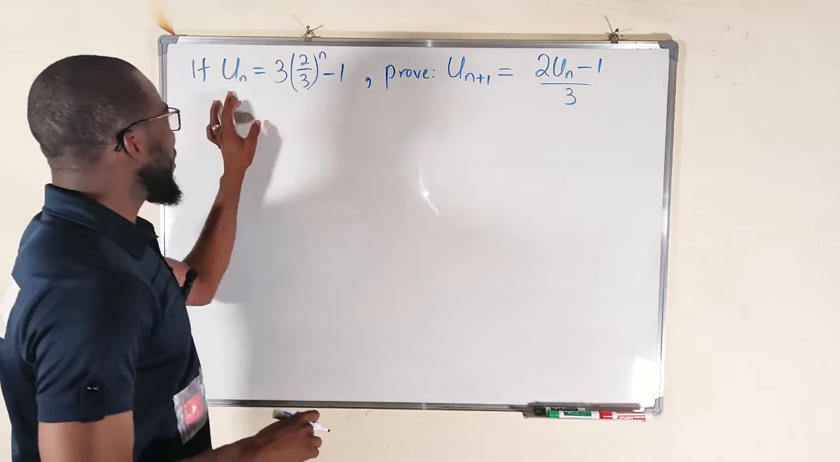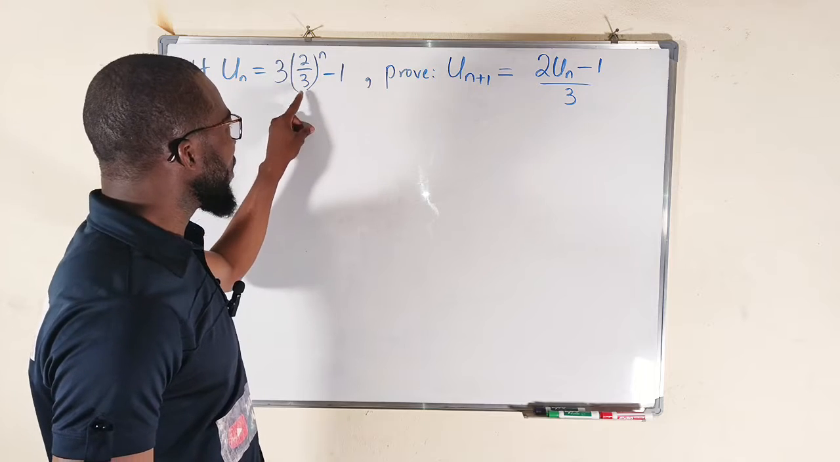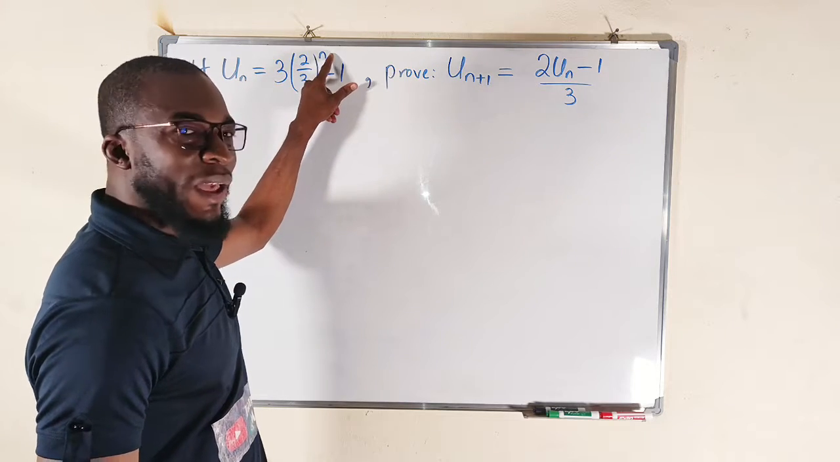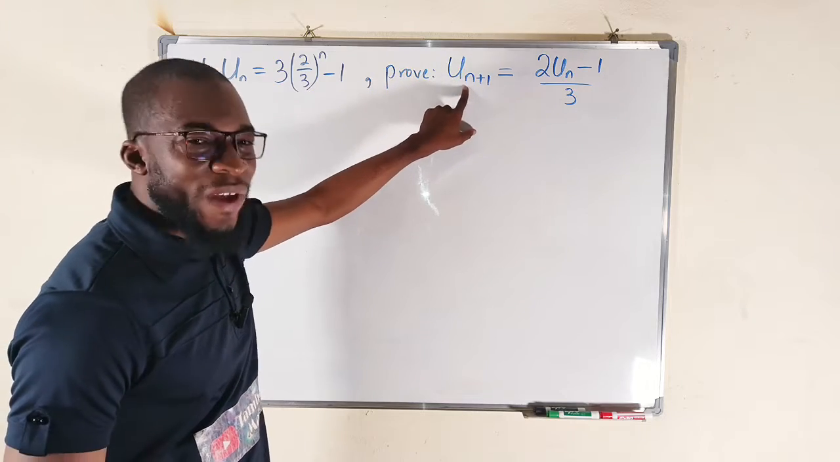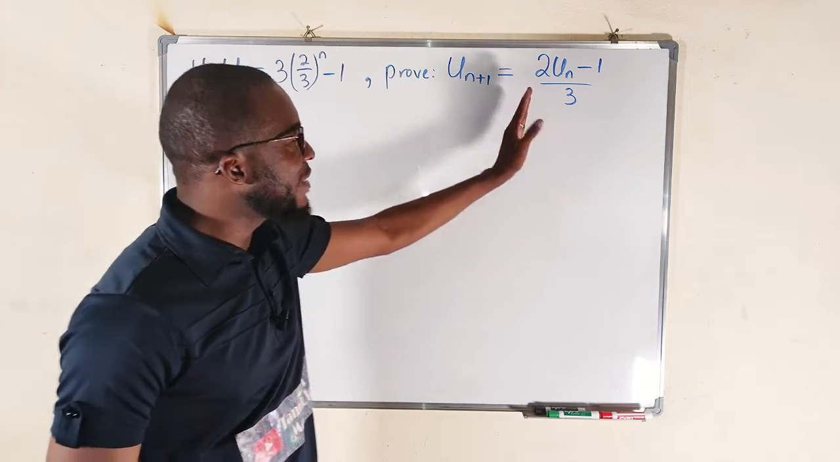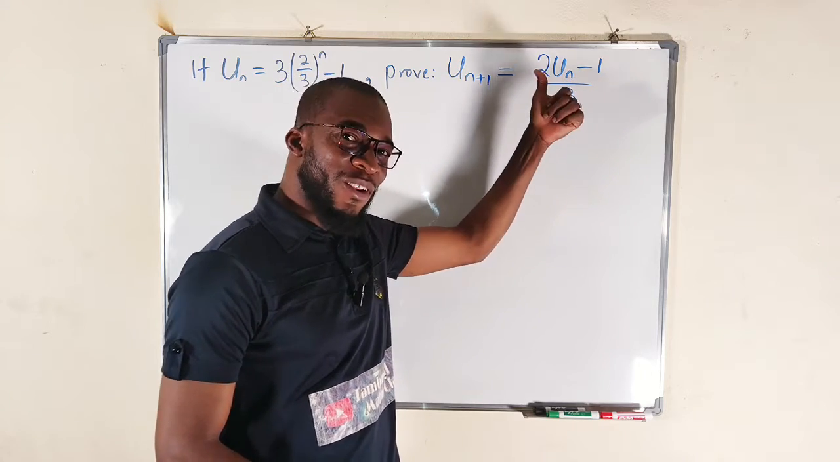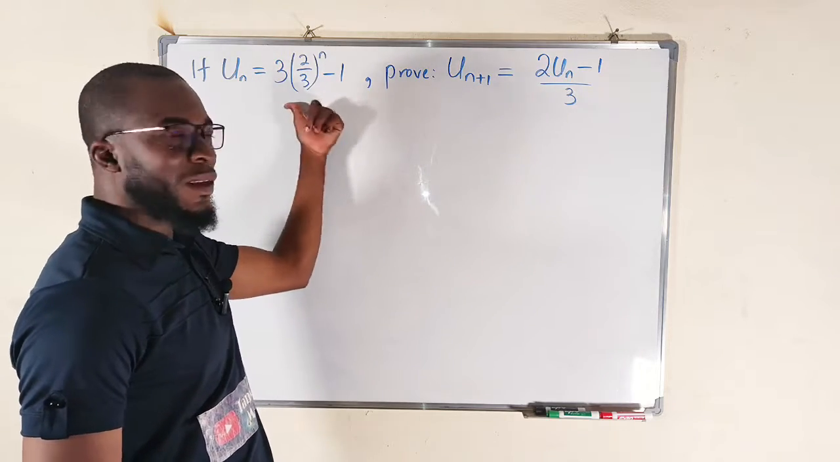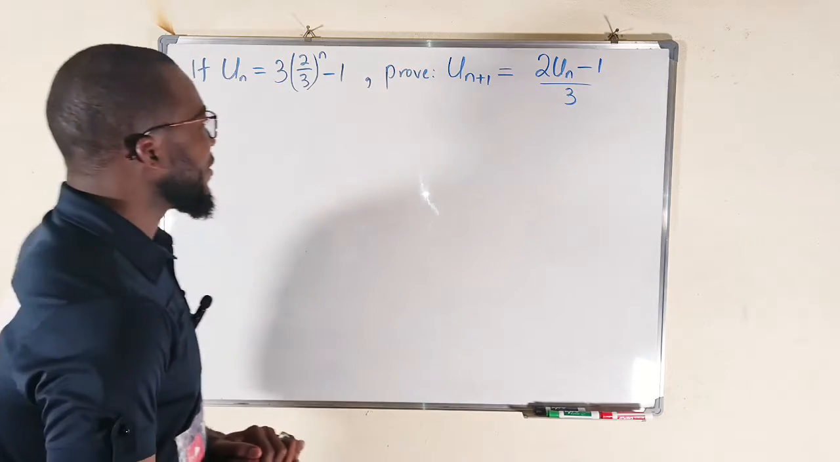We are given that U_n is equal to 3 multiplied by (2/3) raised to the power of n minus 1, and we are asked to show that U_(n+1) is exactly the same thing as 2 multiplied by (U_n minus 1) divided by 3. You already know what U_n is. This is (U_n minus 1) divided by 3. All right, let's get started.